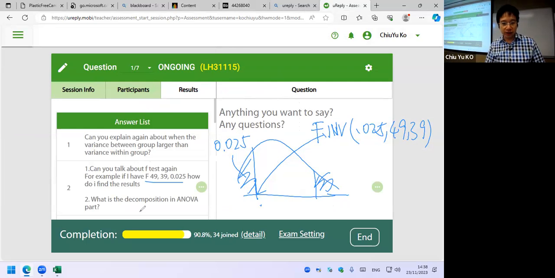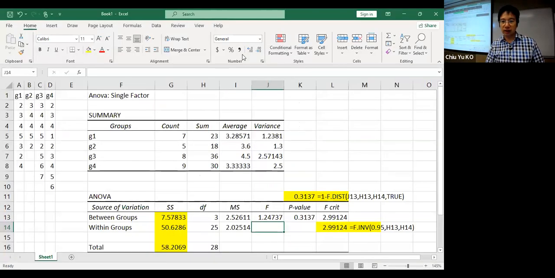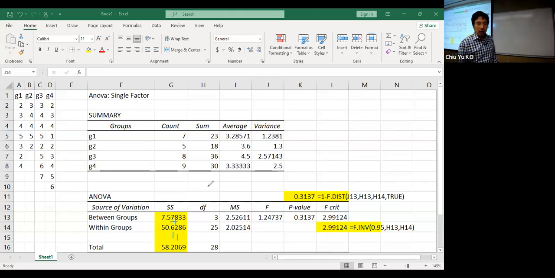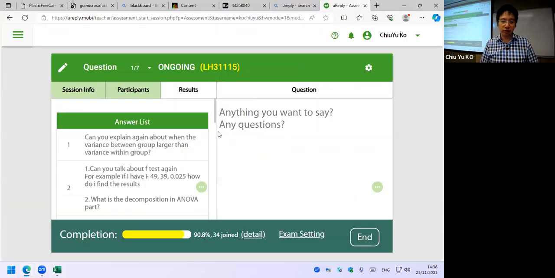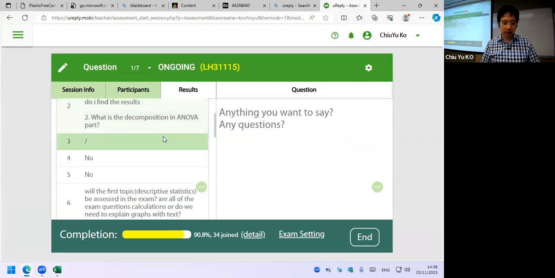What is the decomposition in the ANOVA part? Oh, you see that here. This adds to this one, and that's the decomposition, right? Because total variation is the same as variation between group plus within group. That's it. That's the only thing. I hope I answered your question. Don't worry if you still have a question, even after the class, you can talk to the TA or ask again next class.